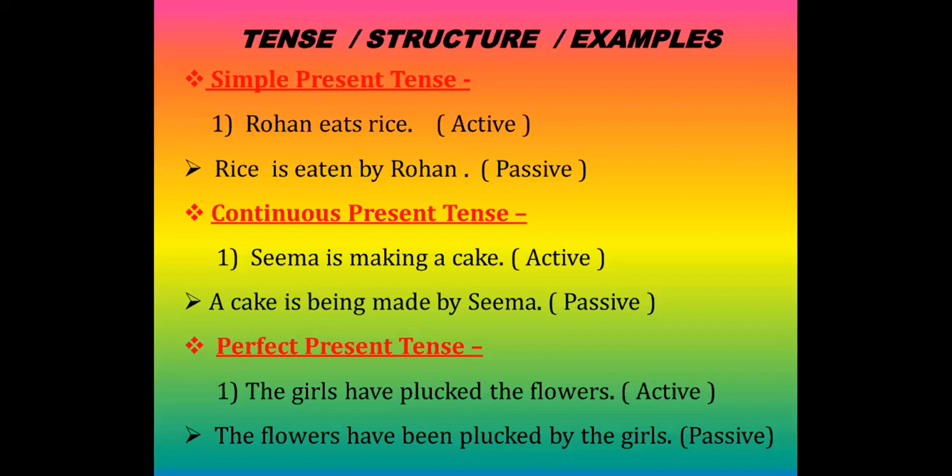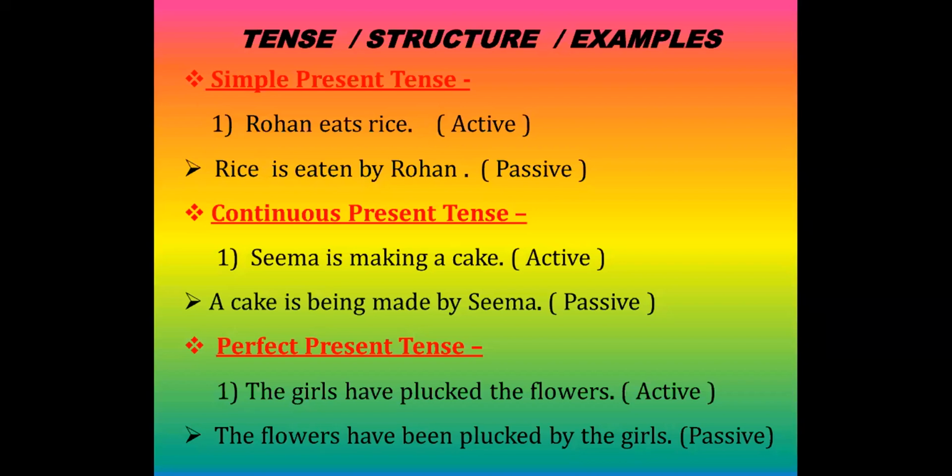Now see, the sentence is in the simple present tense. The example is: Rohan eats rice. In the active voice, how is the structure? Rohan is the subject, eats is the verb, and rice is the object. Now we have to swap: where there is subject, we put the object, that is rice, and where there is object, we put the subject, that is Rohan.